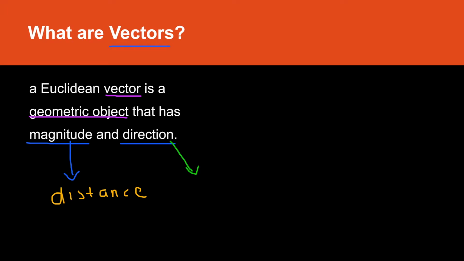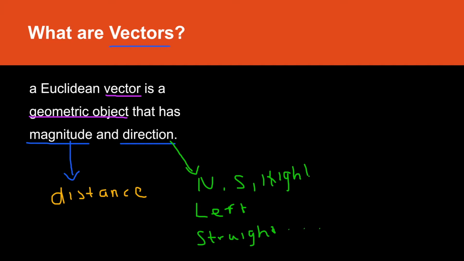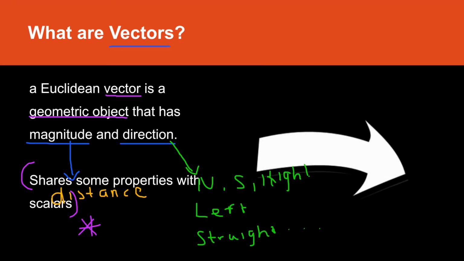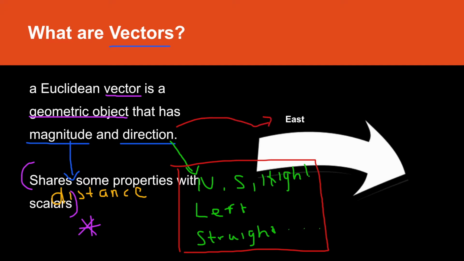So let's come up with some direction examples. We have north, south, right, left. We also have straight. We have plenty more. This is a continuous topic, but there are plenty of directions. Now, these do share some properties with scalars. So that's important, and that is something we could look at. We have an arrow with east. What we did break down is these types of directions, so this refers to a direction. So let's see what that actually means.